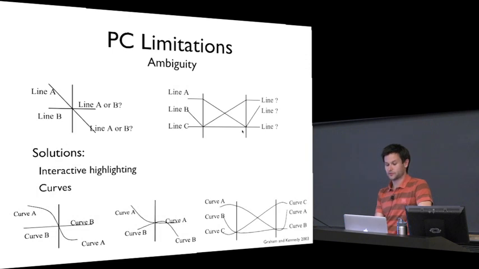A solution would be to use interactive highlighting, to let users pick one line, which you change the color of or make thicker, and then you will immediately see how this line progresses. Another solution would be to use curves, and standard libraries have this option to change the line style from straight lines to curves. So for instance, here you have curve A, which is item A, and B, and you immediately see that curve A is going like this, and curve B is just a straight curve.